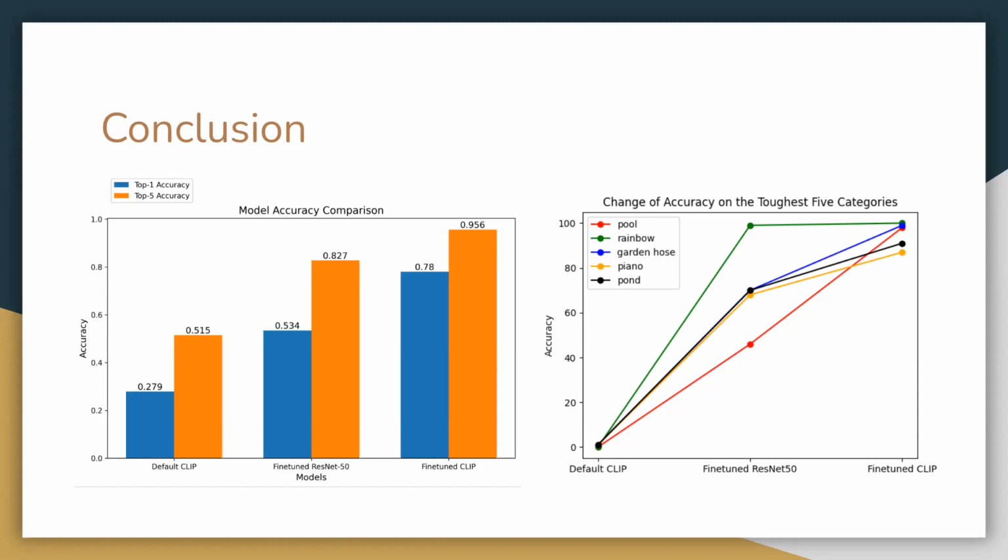We also tracked down the toughest 5 categories for CLIP in the beginning, which were pool, rainbow, garden hose, piano, and pond. In the beginning, CLIP got nothing right for them. But after we fine-tuned ResNet 50, we were able to bring the accuracy for all these categories above 40%. And after we fine-tuned CLIP, it did a pretty good job. At least it's able to tell the slight differences between the user sketch pond and the most similar looking flying saucer. So it shows that CLIP was actually learning something.